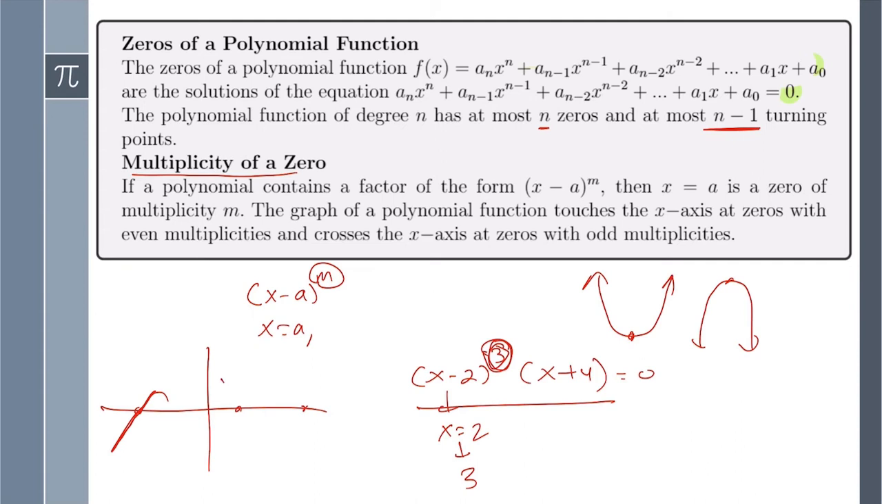For example, if the graph is coming this way, it will touch the zero and bounce back if the multiplicity is even. It's not the zero that is odd or even, okay? The multiplicity, if it is odd, then the graph will cross the zero, okay? So that's why it's important when we are graphing, okay?